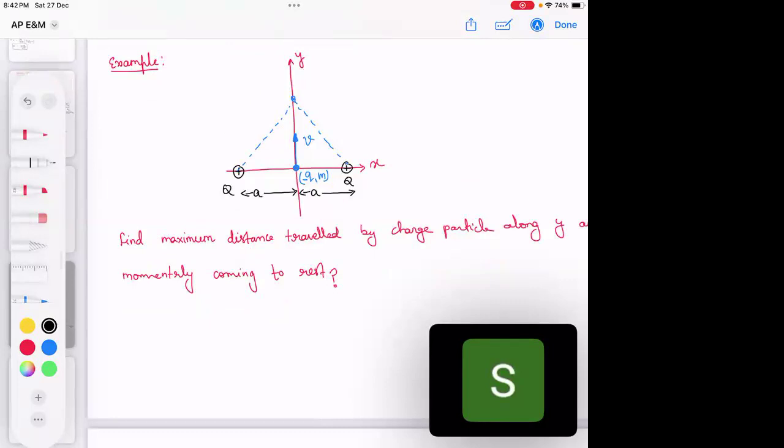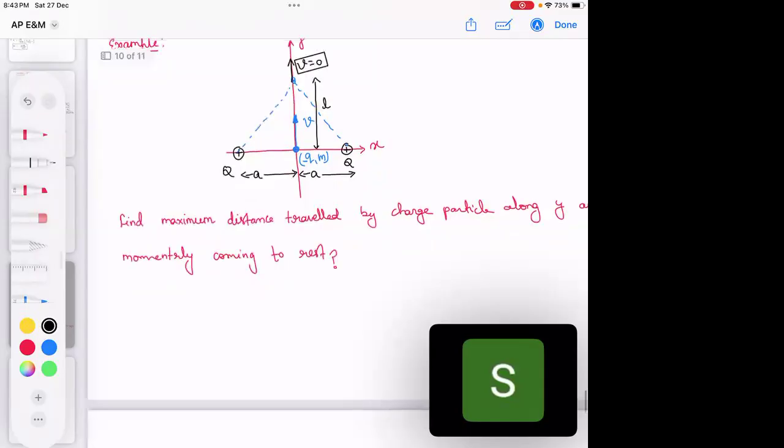Yes, sir. So let me think that it has moved some distance L before coming to rest. It moved L distance, and after reaching this L distance, its velocity becomes 0. So that L I have to calculate in the question.